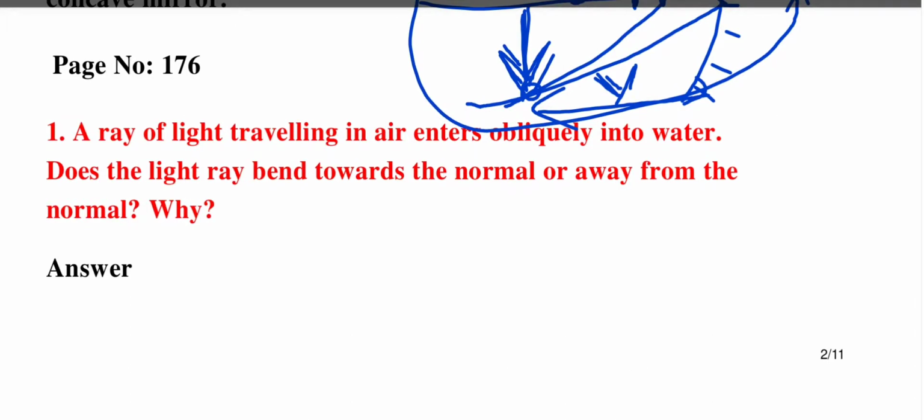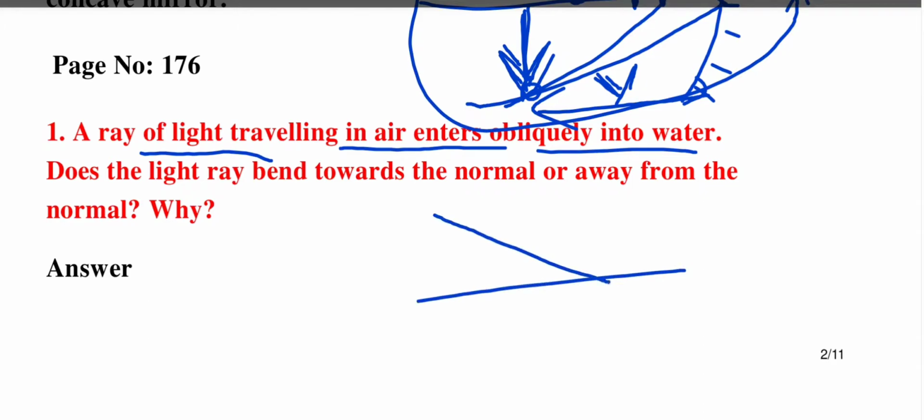So next question is, a light ray traveling in air enters obliquely. Obliquely in the sense it is not exactly perpendicular, slightly slant orientation will be there. See, this is what we call obliquely. There will be slant orientation.